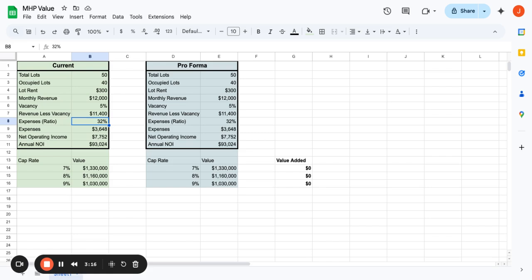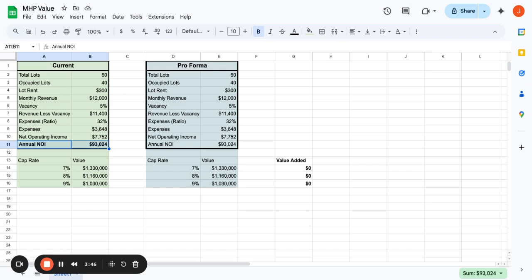So in this example, we see that our expenses, if they're 32% of 11,000, they're going to be about $3,600 a month, and that leaves us a net operating income of about $7,700 a month. And on an annual basis, it's $93,000. So this is the big number right here. This is the really important factor to understand. If we can increase this number, we can increase the value of the property.